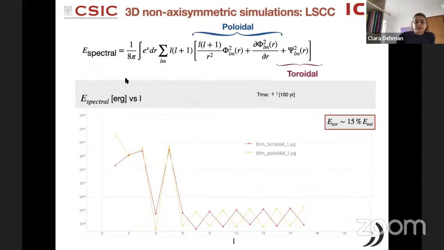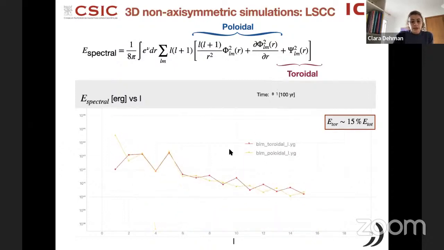Now, having this spectral energy written in this way, one can notice that we can easily separate the poloidal and the toroidal part of our magnetic field, which in 3D is not so trivial, because basically our magnetic field mixes the toroidal and poloidal components. What I'm representing here is the energy spectrum as a function of L for the poloidal field in yellow and for the toroidal field in red.